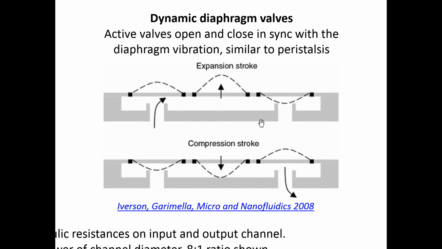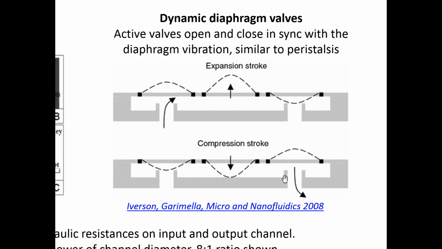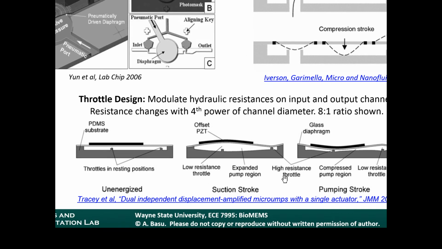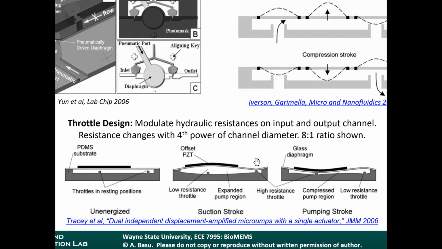Okay. During the compression stroke, the diaphragm moves down. This one is closed, and the last one is open. So whatever volume was in the chamber gets pumped out through the right side. So that's a dynamic diaphragm valve. And then a slightly different twist on this design is a throttle design here, which basically modulates the hydraulic resistances on the input and output channel.